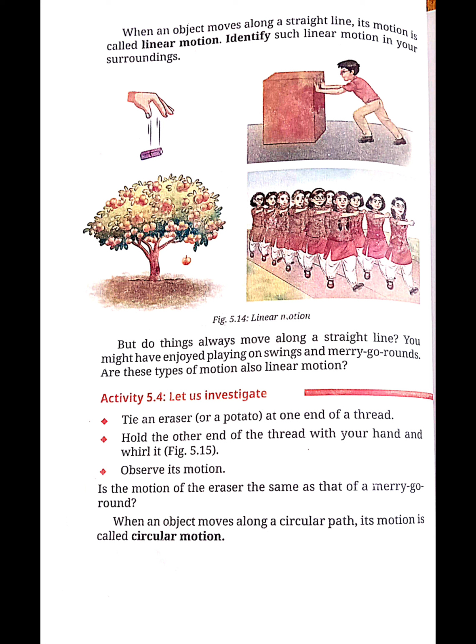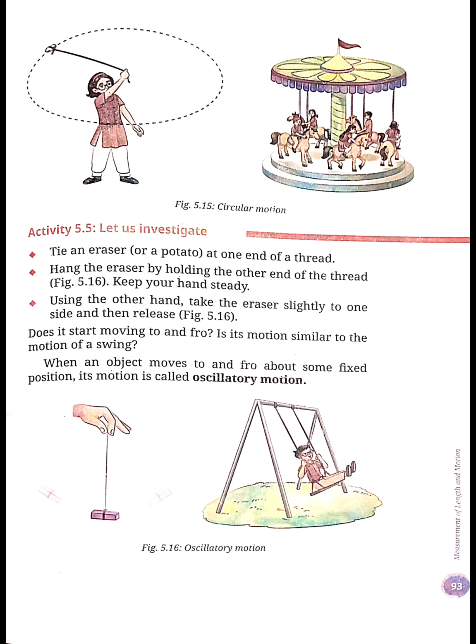Activity 5.4. Let us investigate. Tie an eraser or potato at one end of a thread. Hold the other end of the thread with your hand and whirl it. Figure 5.15. Observe its motion. Is the motion of the eraser the same as that of a merry-go-round? When an object moves along a circular path, its motion is called circular motion. Figure 5.15 Circular motion.